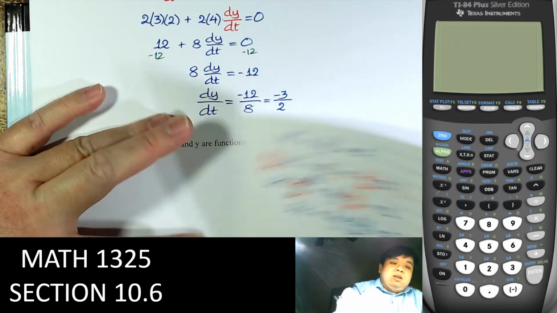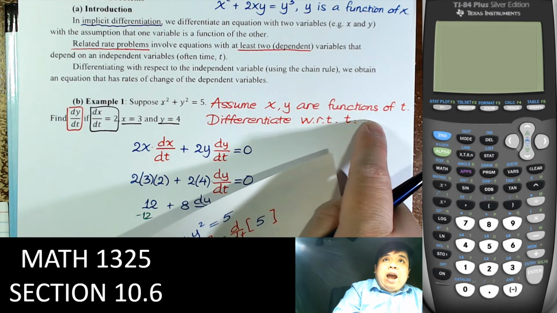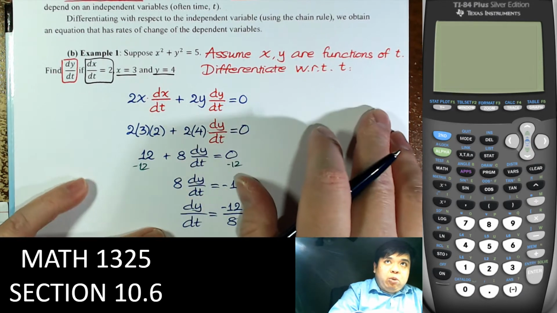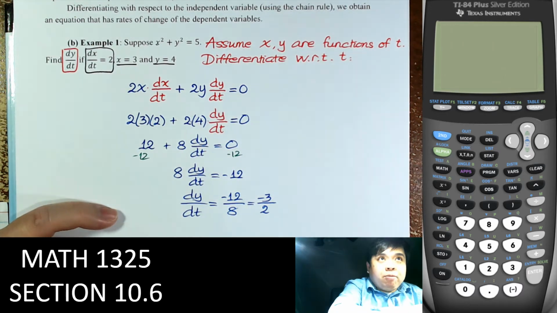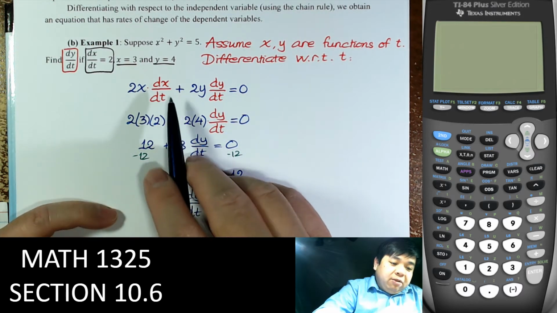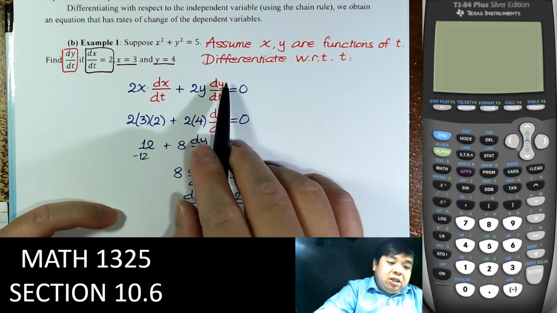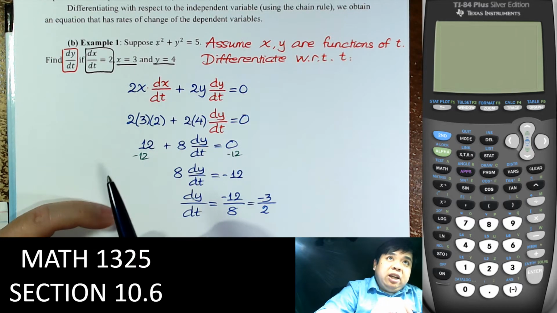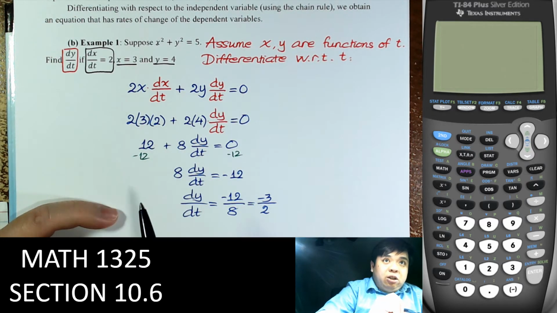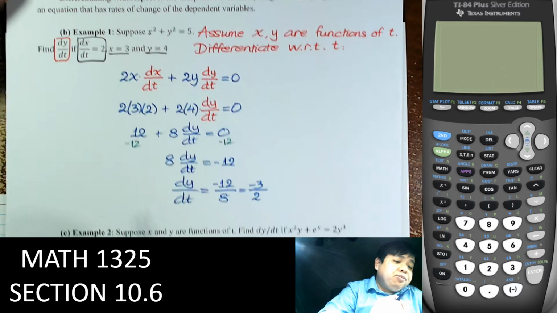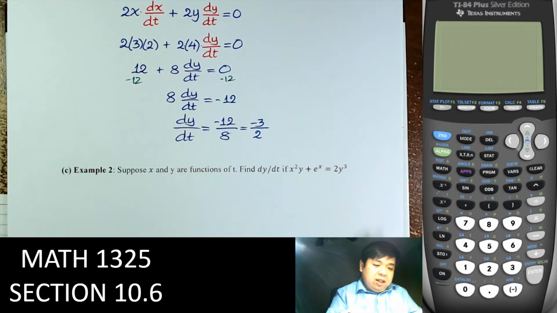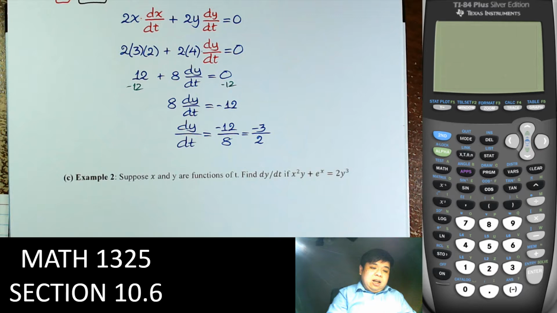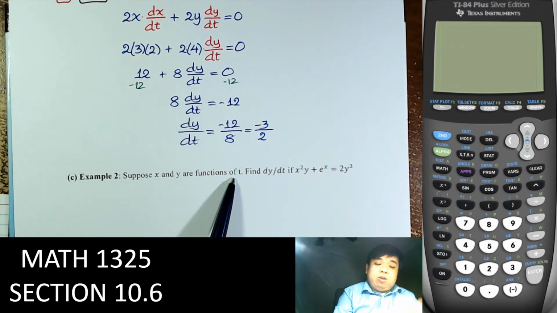But now both x and y are functions of t, so we differentiate with respect to t, and that's what we have, right? Again, we have this equation called related rates. We have a rate here, a rate here, and they're related in an equation. So, related rates.